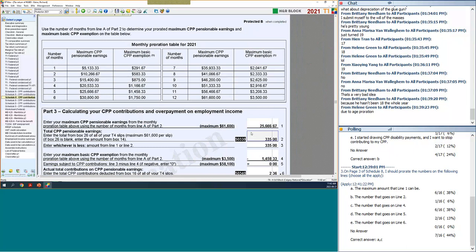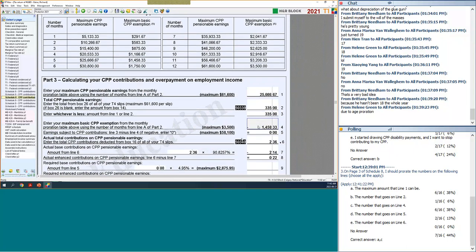Total CPP pensionable earnings I get from the T4. That's how much he earned after he turned 18. Then it says pick the smaller number. The smaller number is 335. Okay. Then I want my maximum exemption, which I'm going to prorate again. There's the proration table 145833. I'm going to take line 3, subtract line 4, and that gives me 0. Okay. So how much is he allowed to contribute to CPP? Nothing.